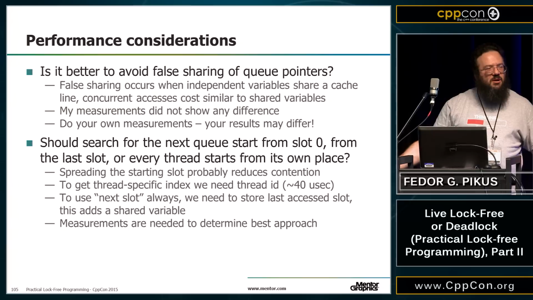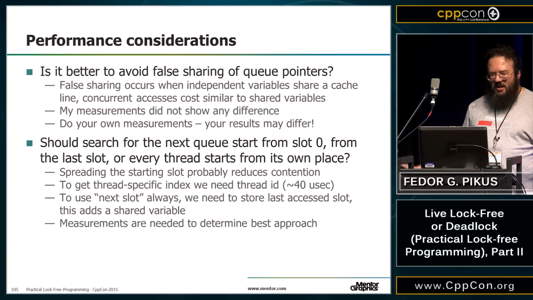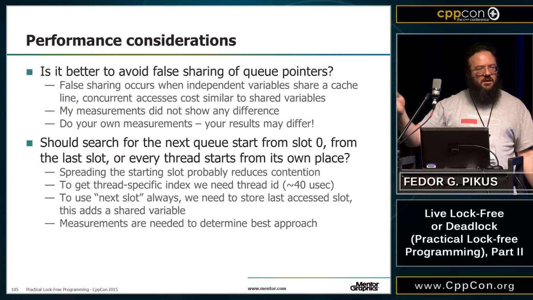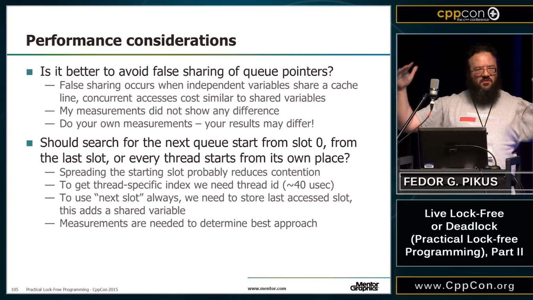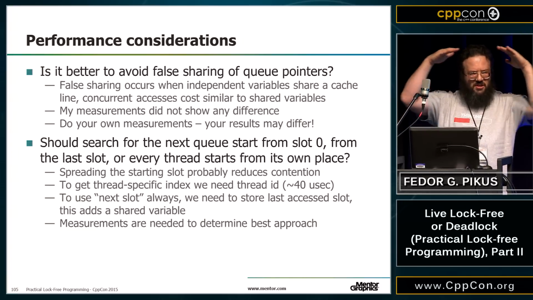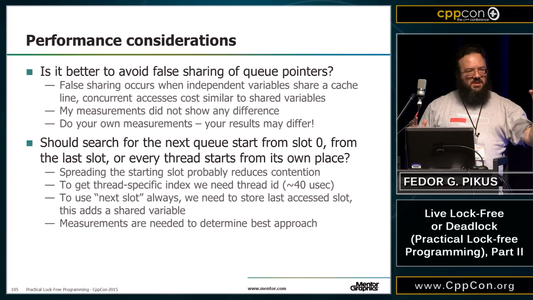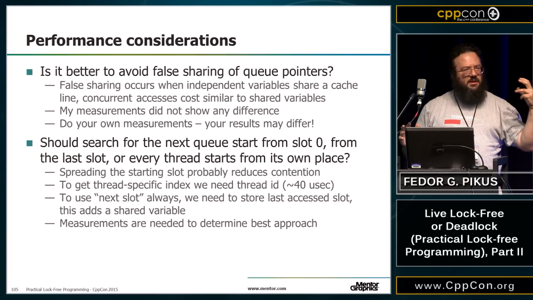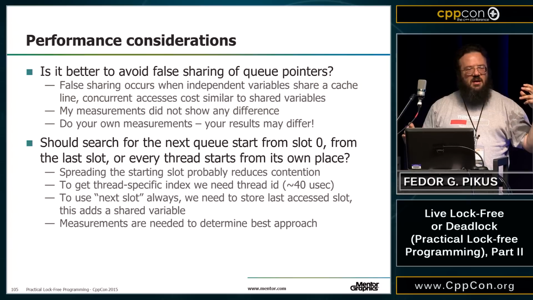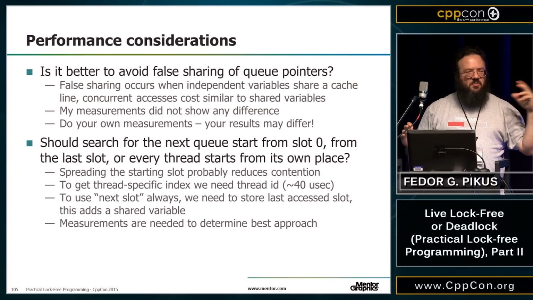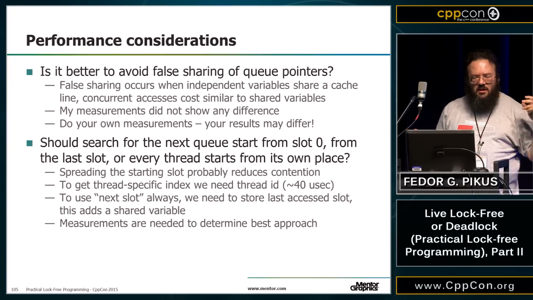You have to measure. There is a price for each of these. Obviously, if you start from 0, they all hit the 0 slot at the same time, so that's bad. In order to start from a thread-specific slot, you have to have this thread local index, a thread local variable. It's not very expensive, but it's not free to have a thread local counter.